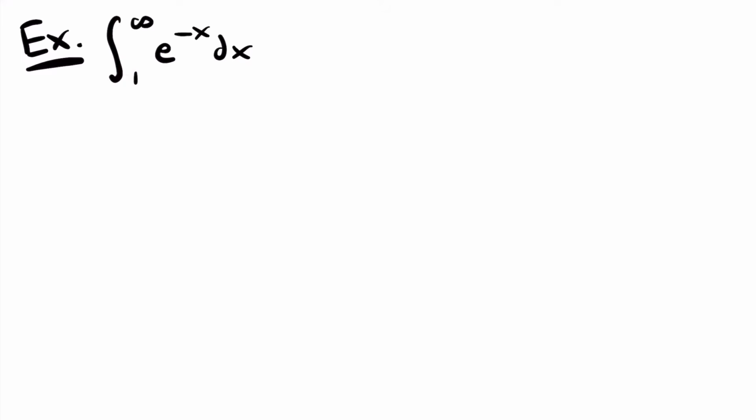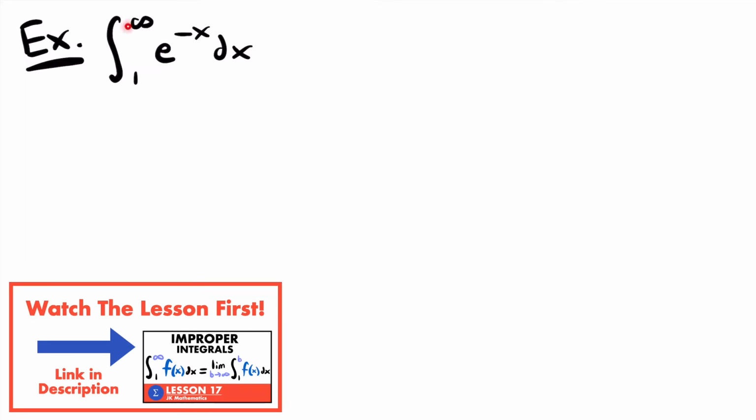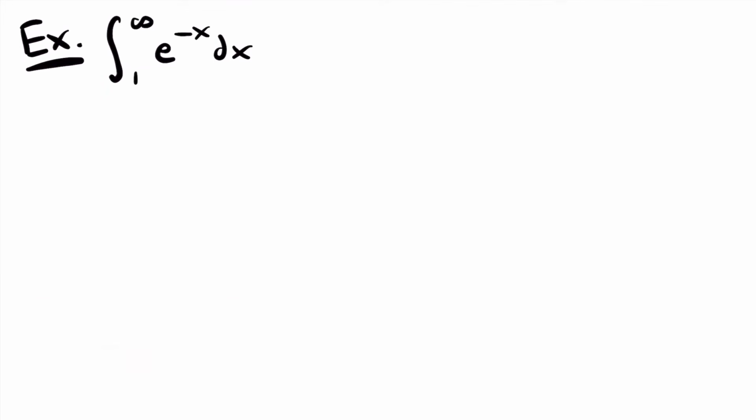We have the integral from 1 to infinity of e to the power of negative x times dx. Now, this is an improper integral because one of our bounds of integration is infinite. Specifically, our upper bound is infinity. And so we need to treat this integral a little bit differently than we would treat a normal definite integral.